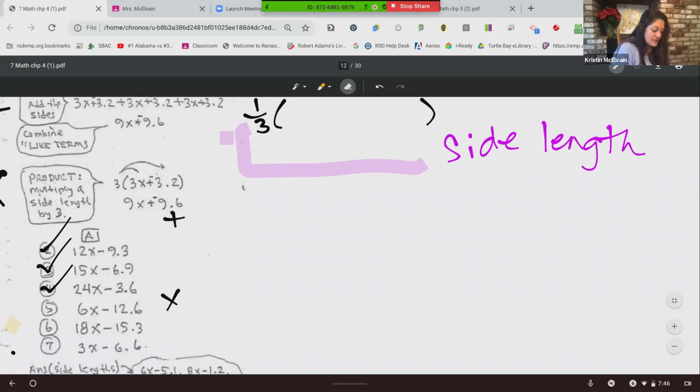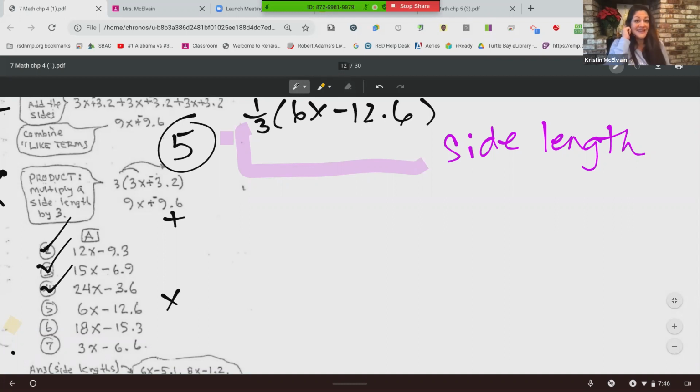All right, here we go, number 5. 1/3 of 6x minus 12.6 gives us a side length of 2x plus a negative. Let's see, 12 divided by 3 is 4. 6 divided by 3 is 2. There is our side length.